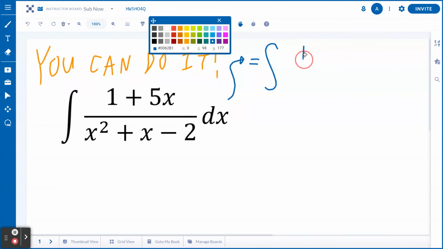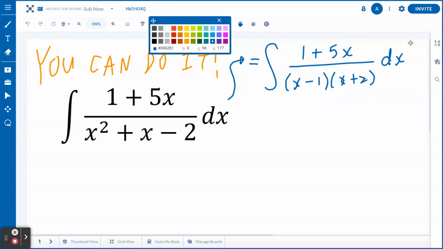So you want to rewrite (1 + 5x) divided by (x² + x − 2) in factored form. If you go through simple factoring, this is going to be (x − 1)(x + 2). And again, you're taking the antiderivative with respect to x. Before we break this apart, you want to go back and ask, how can I rewrite this as two fractions? It could be a sum, it could be a difference. It depends on the values of A and B.